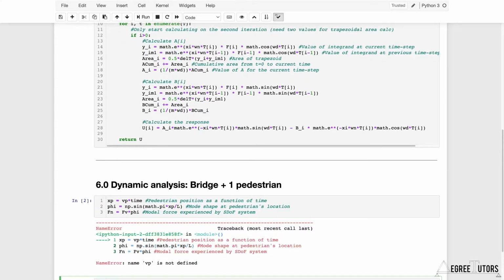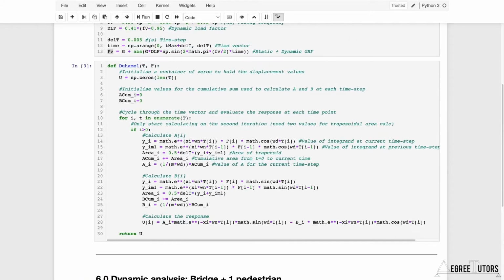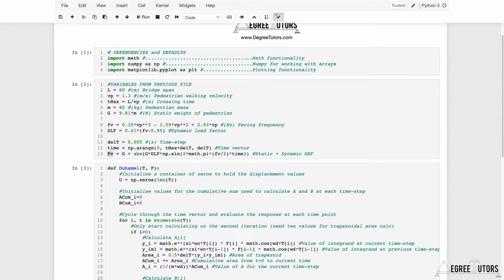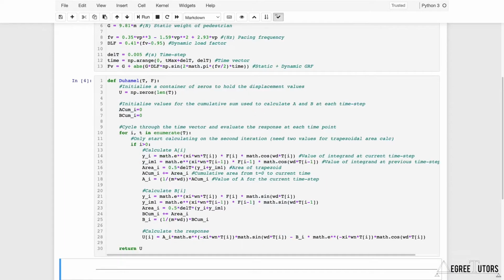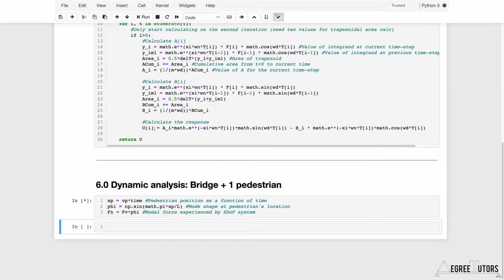Okay, so we can execute this now, and we see Vp is not defined. Did I run this? I didn't define Vp, the velocity of the pedestrian. I did define Vp, there it is there, look, Vp, let's run this and let's try that again. Okay, excellent. Okay, so there we've defined the modal force.